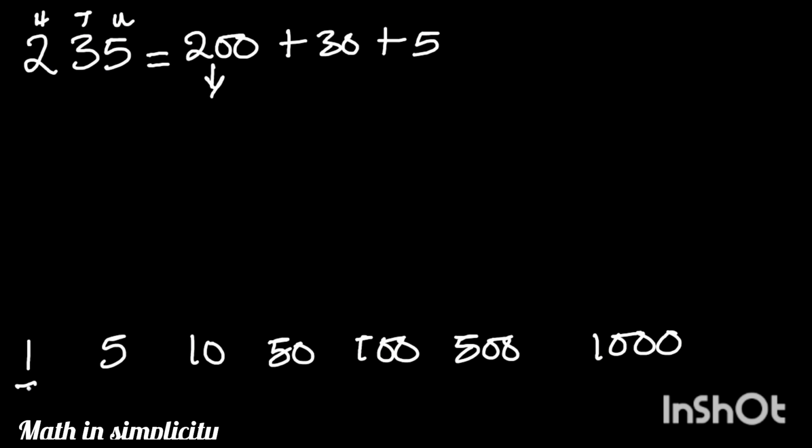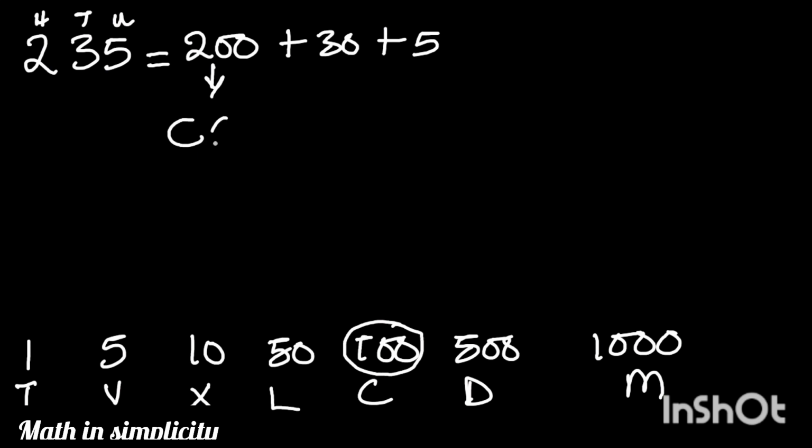1000. So let's go again. This is I, V, X, L, C, D, and then M. So you see that 200 is after 100, so we're adding. So 200 is 100 plus 100, right? And that's CC.